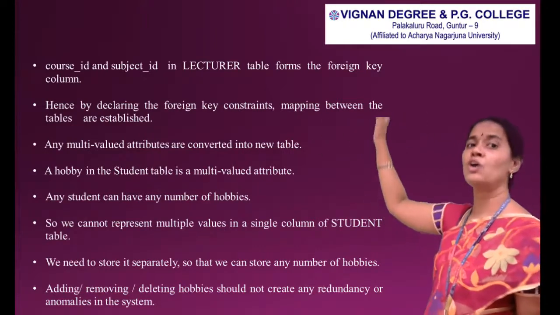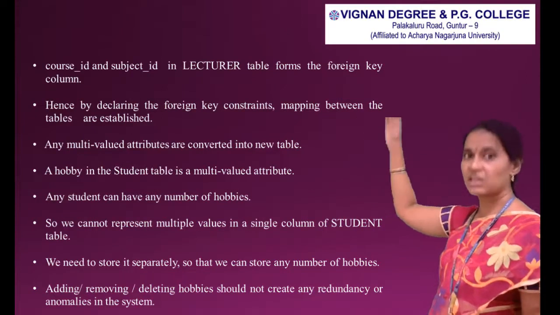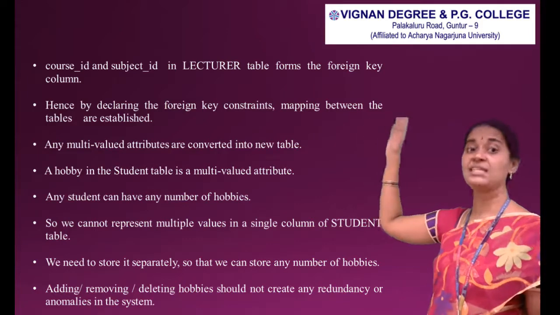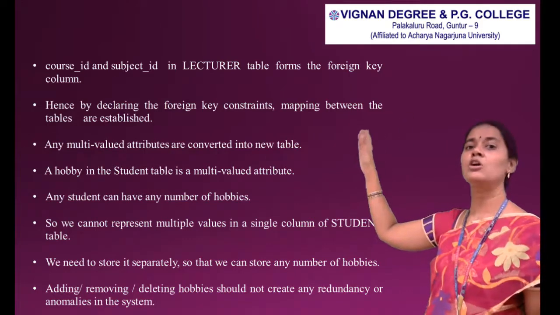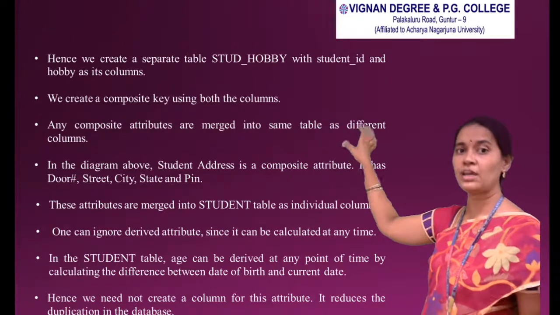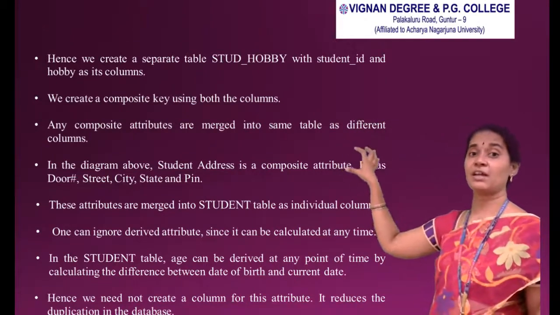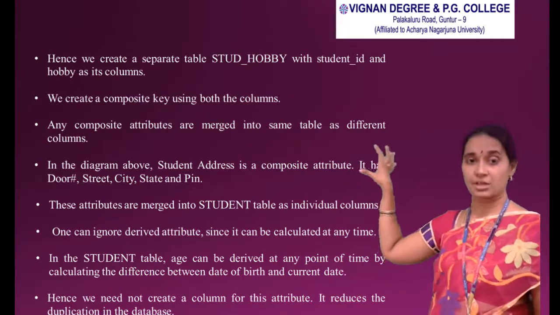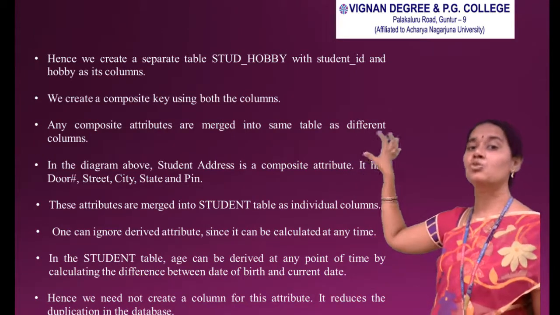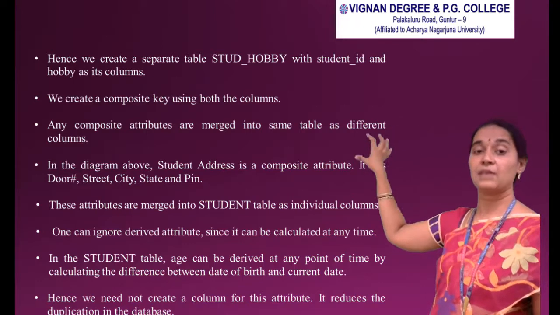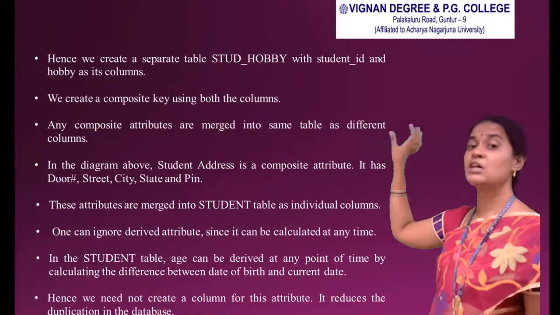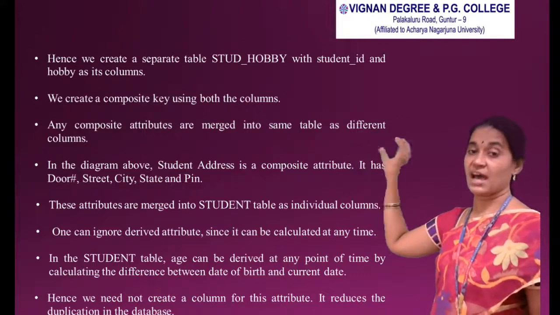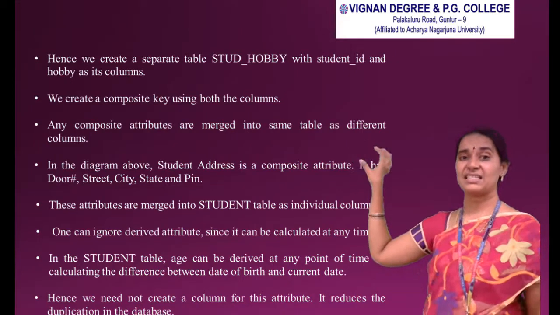Adding, removing or deleting hobbies may create some problems or anomalies in our table. So what should I do? I remove that multi-valued attribute and I define it in a new table. So I create a separate table for the student hobby. A separate table for this attribute, which is called student hobby. So I create a student hobby table, in which I will be adding student ID as the foreign key.